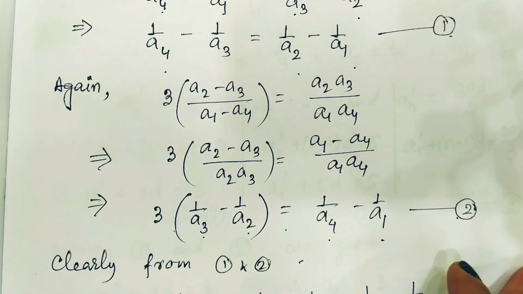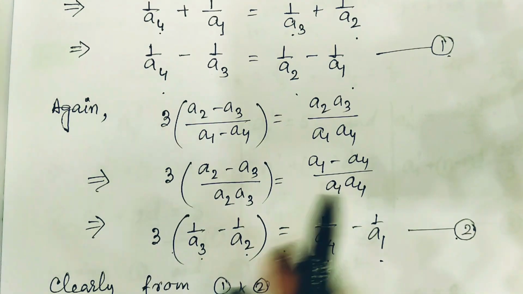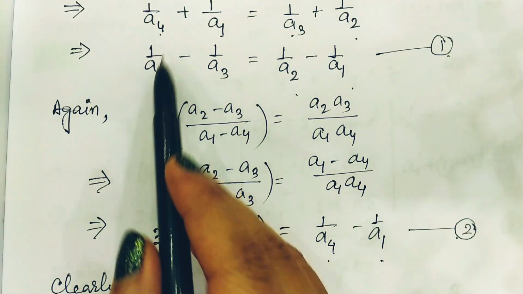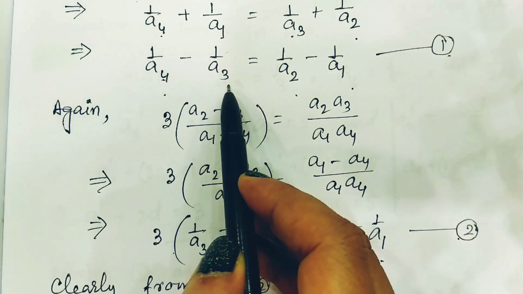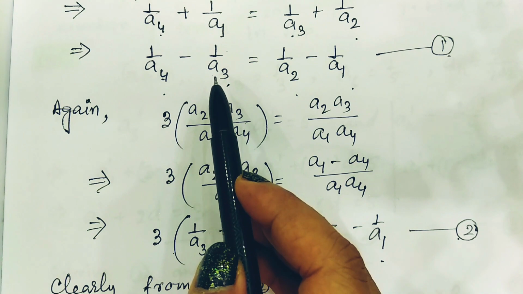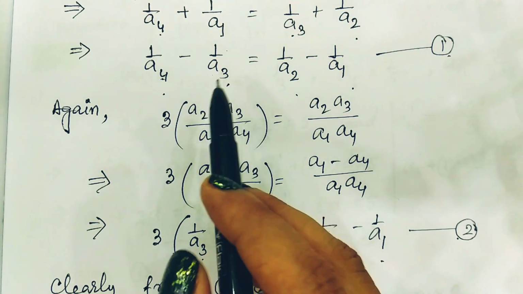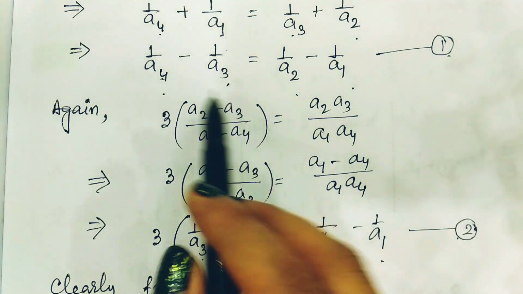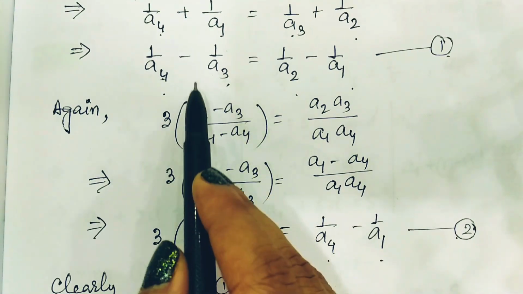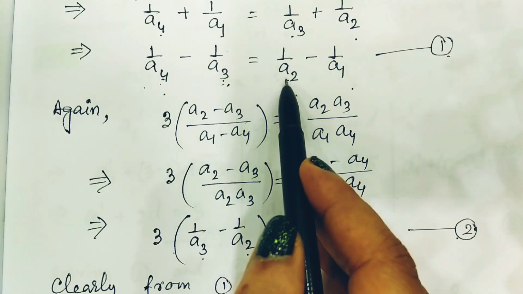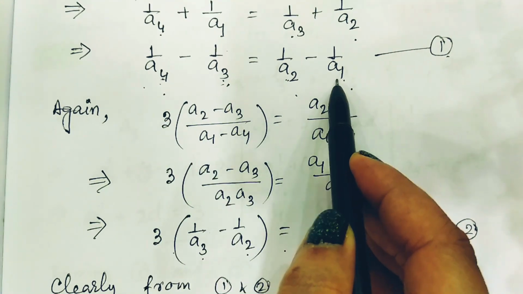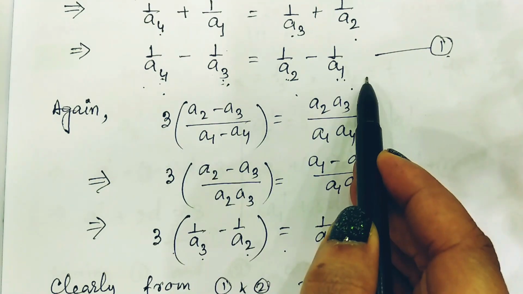Now just observe here that in the first equation 1 upon A4 is the fourth term, and 1 upon A3 is the third term of the AP. If A1, A2, A3, A4 are in HP, then these are their corresponding APs. So the difference between the fourth and third term and the difference between the second and first term are the same. So we can say this is D.